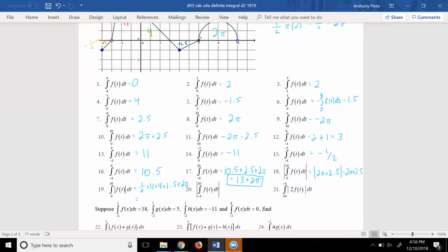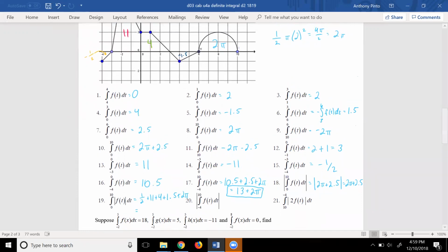Oh wait, you know what? I did this wrong. This is just 0 to 10. I did it from negative 4 to 10. Let me erase that. My bad. Let's do that again. The idea remains the same though. So we're just adding everything from 0 to 10. So this is 4 plus 1.5 plus 2 pi. And that gives us 5.5 plus 2 pi.